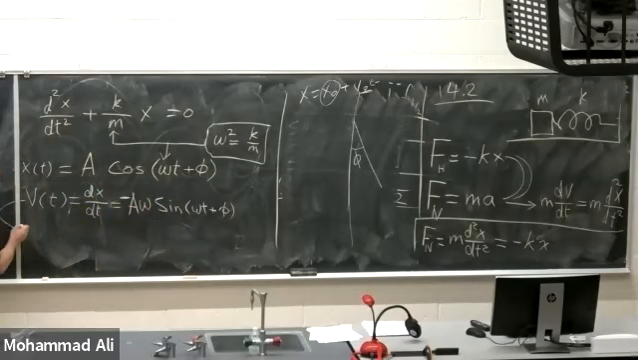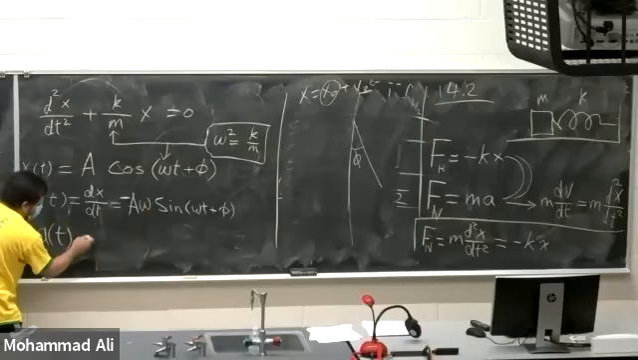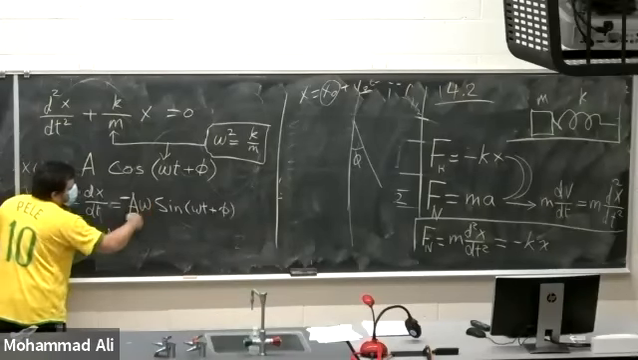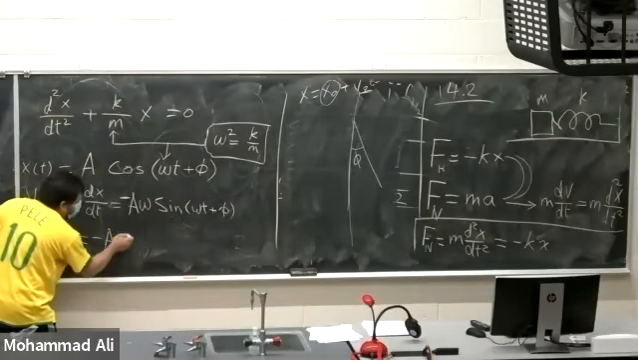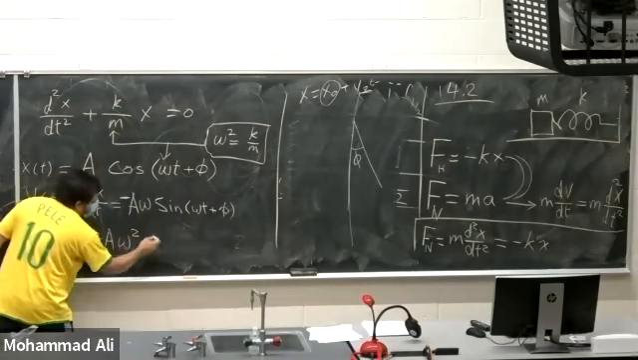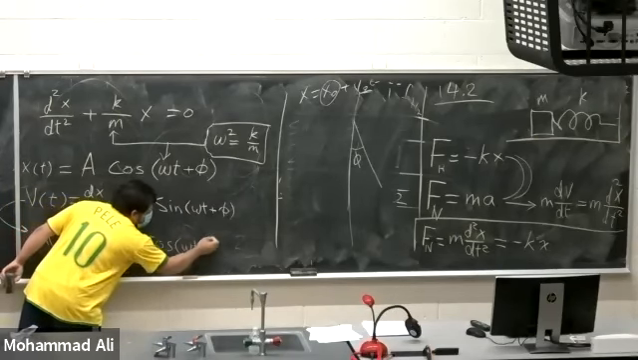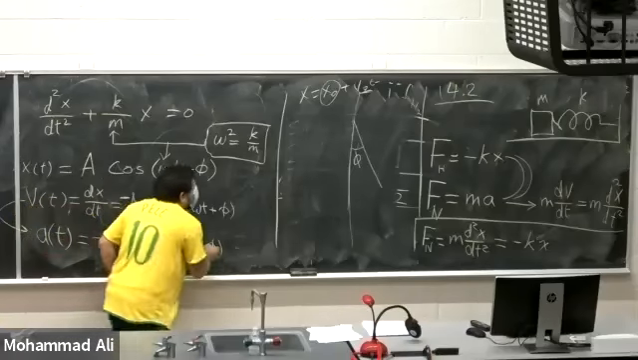We can derive also the acceleration. So for the acceleration, you need to differentiate it again. The minus sign will stay as is. A will stay, omega stays, and we have another omega from inside, so it will be omega squared. The sine will become cosine again.